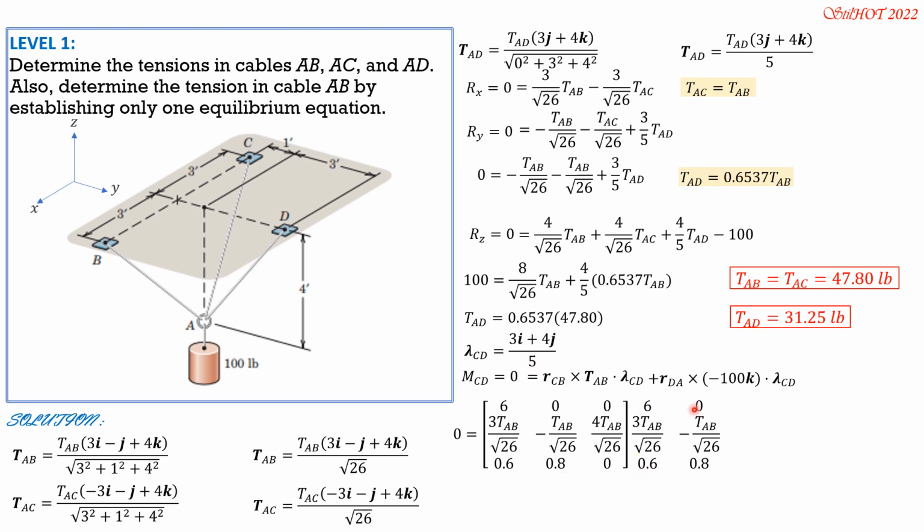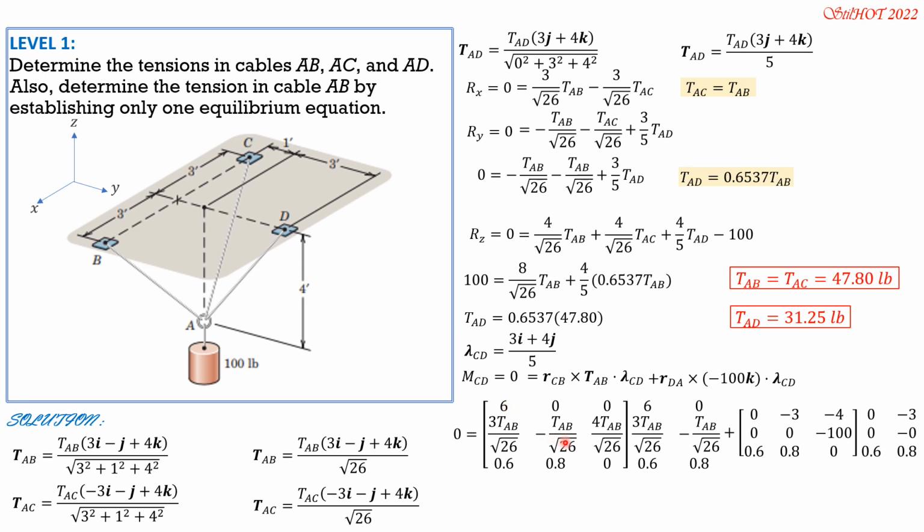Copy the elements of the first two columns. Then plus R DA is negative 3j, negative 4k. So plus 0, negative 3, negative 4 for R DA. Then components of force, 0, 0, then negative 100. This force here, negative 100k. Then for the unit vector of the axis, we just copy 0.6, 0.8, 0, then copy the first two columns.